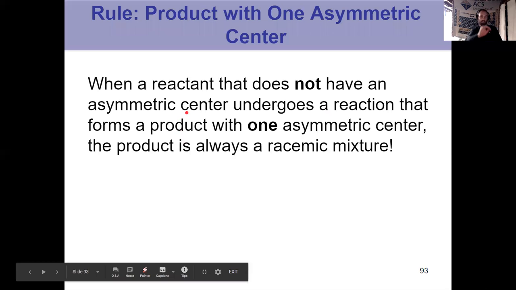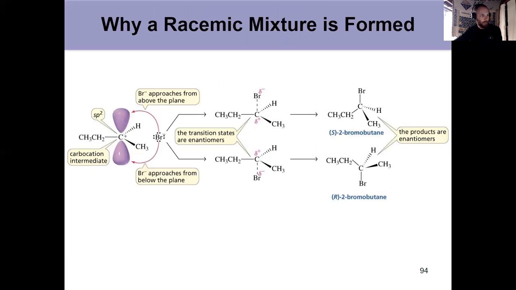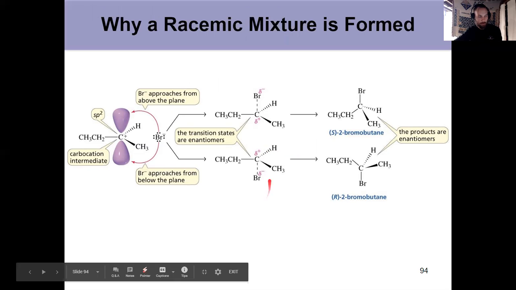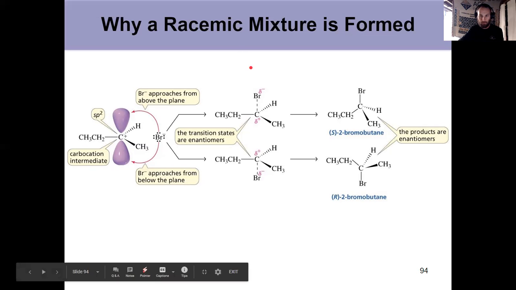When a reactant that doesn't have an asymmetric center forms a product that has 1 asymmetric center, so we went from 0 to 1, it's always a racemic mixture. And so I'd jot that down in your notes. That's pretty easy to remember. Go from 0 to 1 asymmetric center, it's a racemic mixture, 50-50 R and S. Again, because it's trigonal planar, meaning bromine can come from the top or the bottom. And that forms 2 different products. One's S, one's R. And it's a 50-50 shot, equal probability of where it's going to approach from.